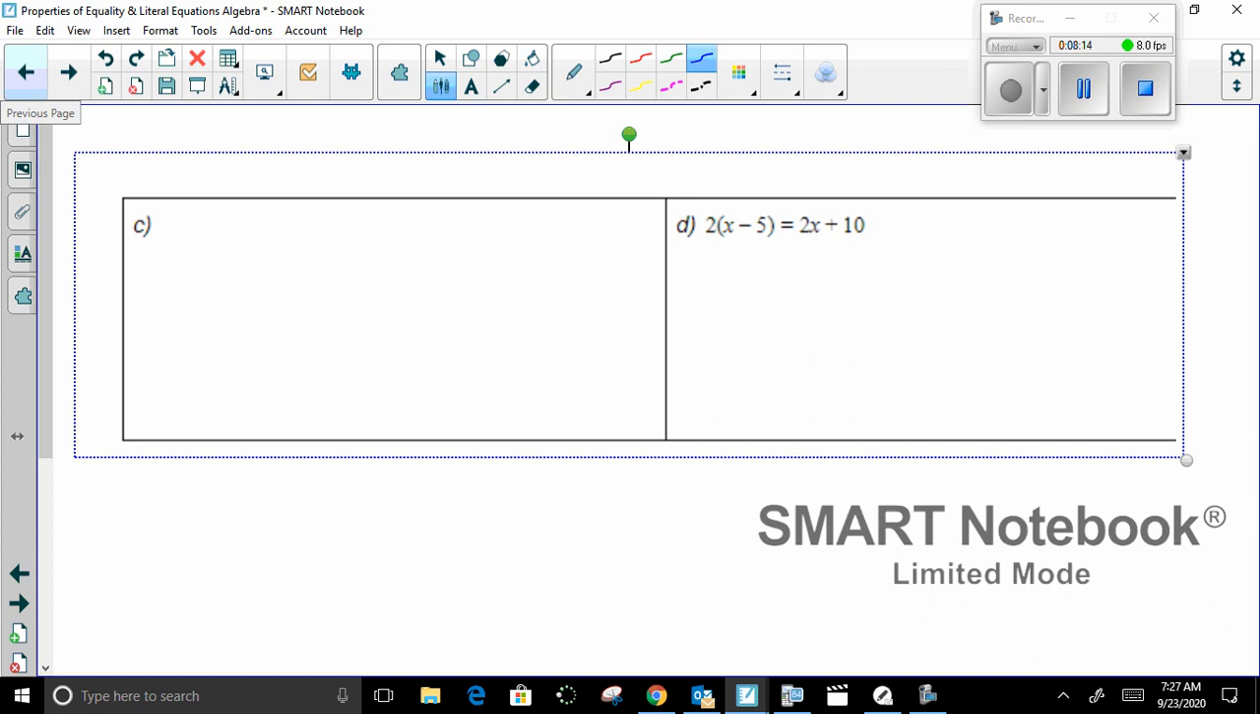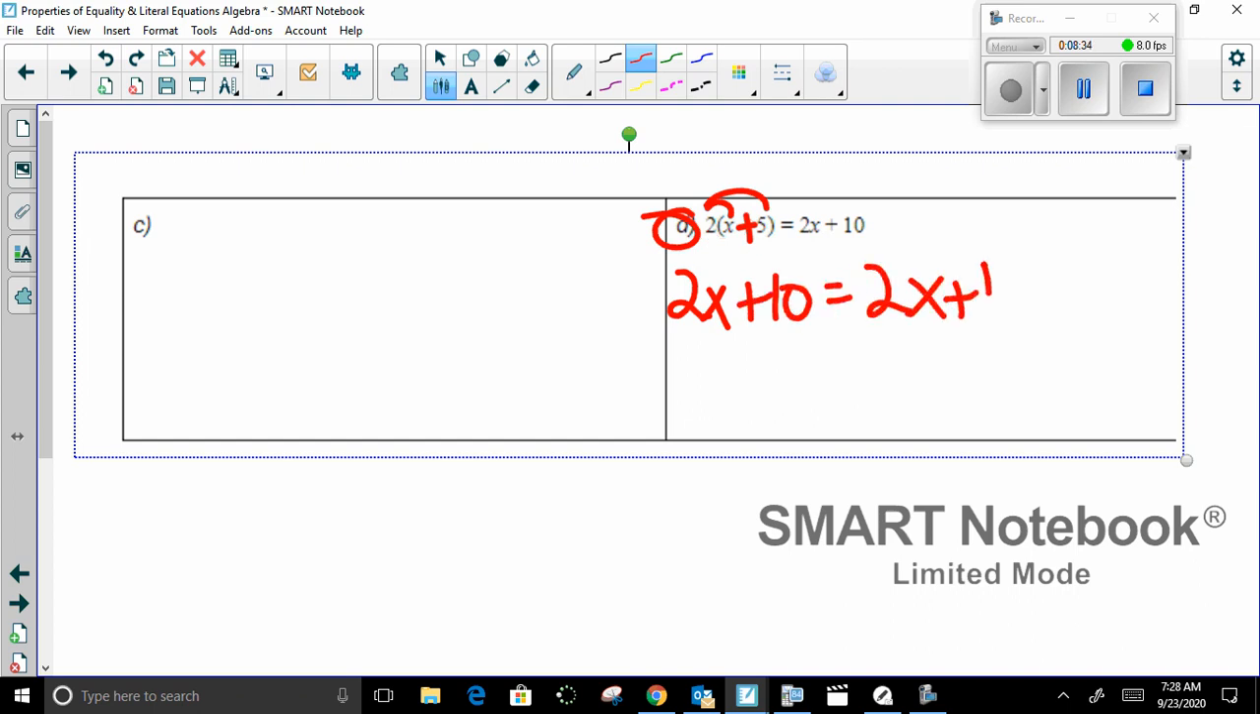Let's try, I'm going to change this question a little bit. We're going to try D, but I'm going to change it a little. I'm going to put a plus 5 there. Okay, so I do have parentheses. I do need to get rid of them by distributing. That's the first thing. So 2 times x is 2x. 2 times positive 5 is positive 10. I don't have parentheses on the other side, so leave it.